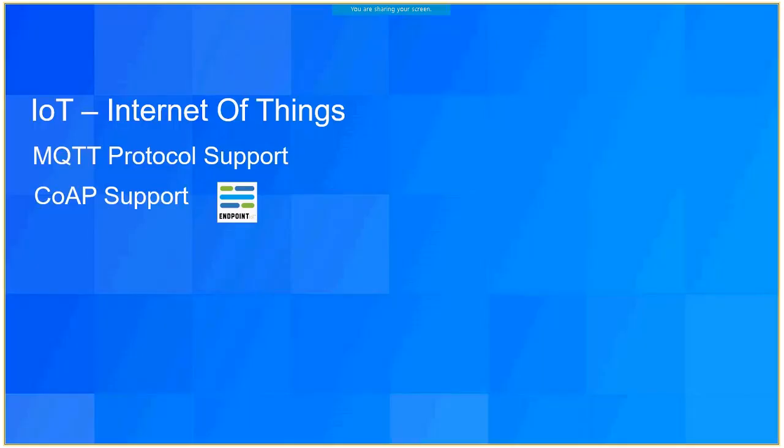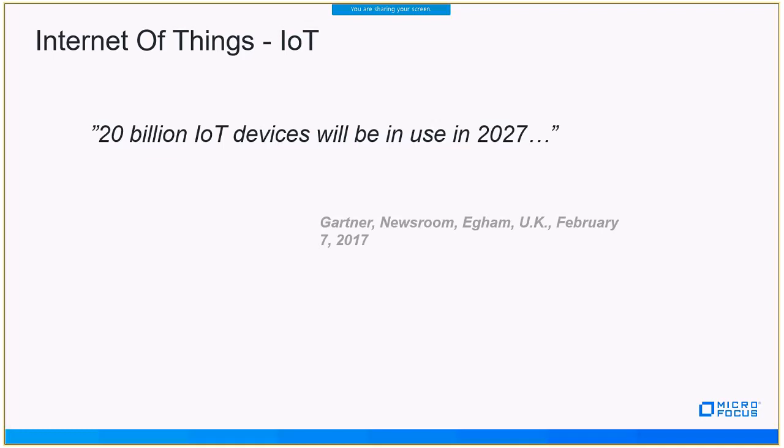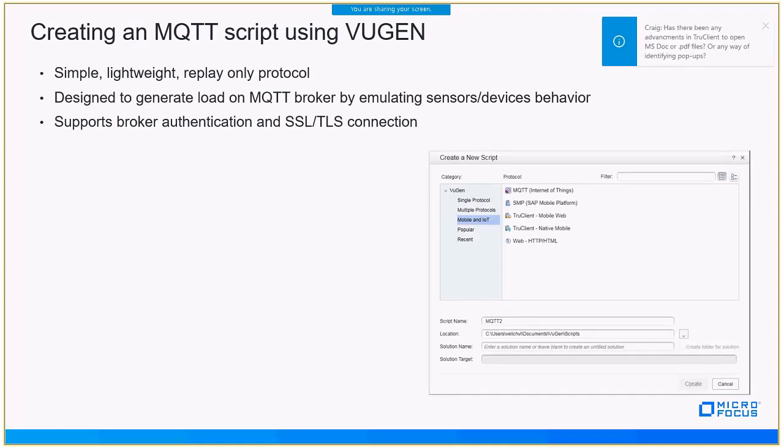And moving on to the future, okay, that is already here. Internet of Things, IoT. I don't know if you all know, but Gartner says that more than 6.4 billion Internet of Things devices will be in use by 2017. That number will grow to more than 20 billion by 2027. And we are here in this breakthrough with both MQTT and CoAP protocols, the latter through a partnership with our friends at Endpoint IoT. Let's begin with MQTT.